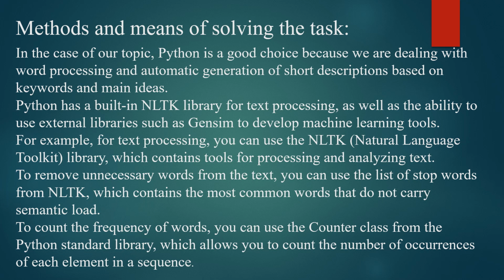For example, for text processing, you can use the Natural Language Toolkit library, which contains tools for processing and analyzing text. To remove unnecessary words from the text, you can use the list of stop words from the Natural Language Toolkit, which contains the most common words that don't carry semantic load. To count the frequency of words, you can use the Counter class from the Python standard library, which allows you to count the number of occurrences of each element in a sequence.